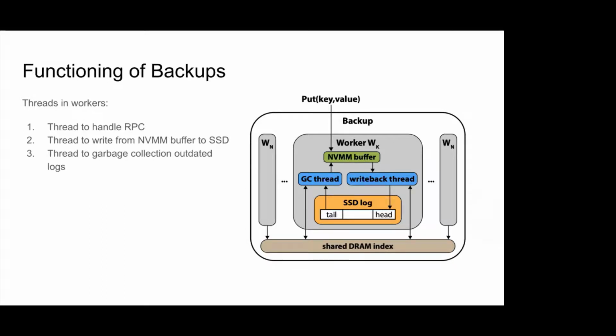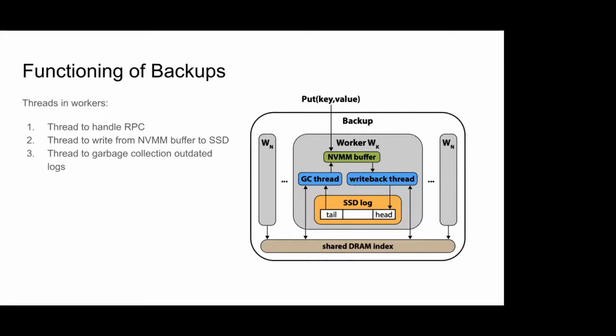The second thread, the one that writes from NVMe to SSD, continuously keeps an eye on the NVMe buffer. After it collects some entries, it writes them to the SSD for long-term storage, and then it also updates the DRAM index and writes to it the key, the update timestamp, and the page where the key exists on the SSD.